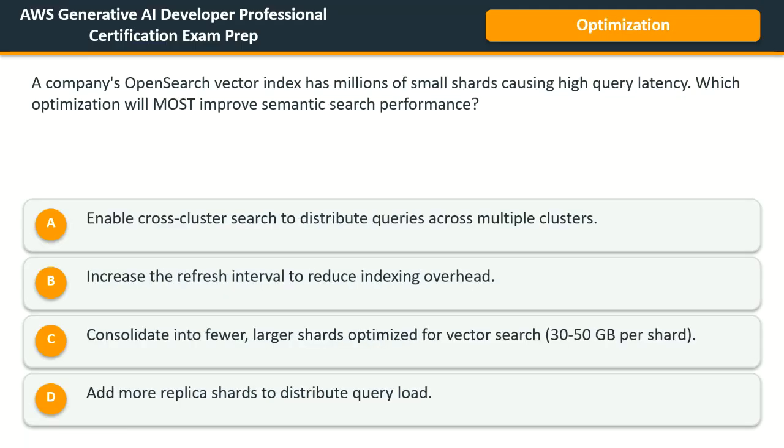Company's OpenSearch vector index has millions of small shards causing high query latency. Which optimization will most improve semantic search performance?